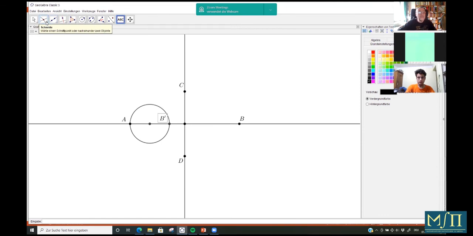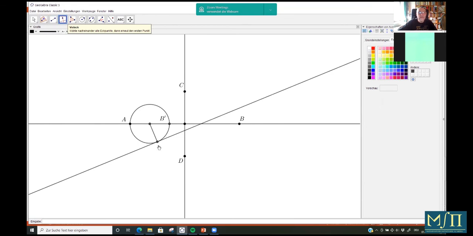So I'll just choose any point on the circle. Let's say this point over here. Then we'll find the point, which is maybe over here. Then we'll find the tangent in this point that's perpendicular to the radius. There's the tangent in this point.